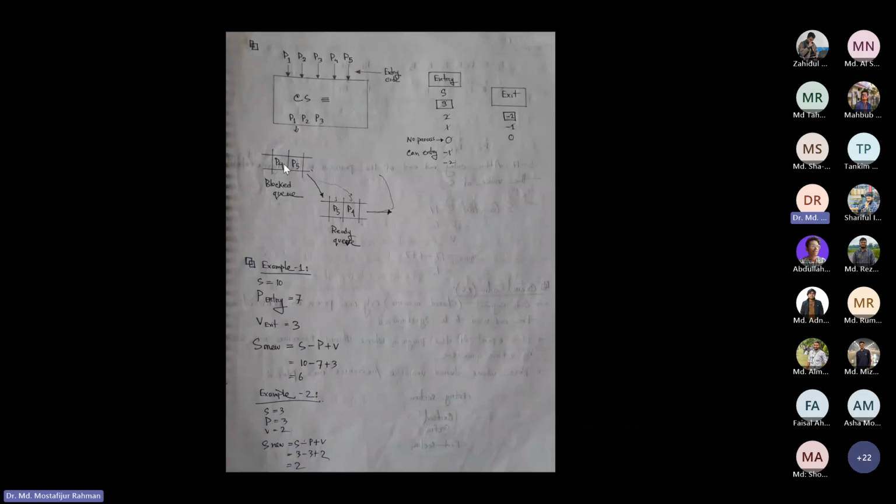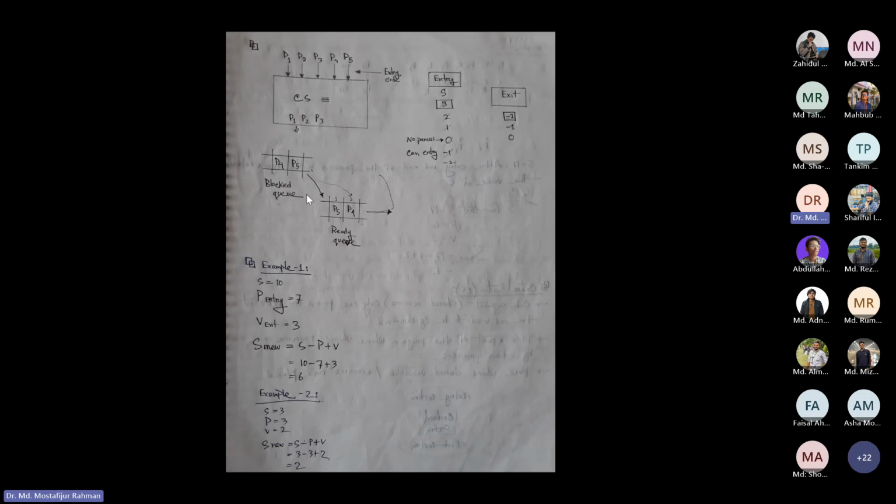Now P5 wants to enter the critical section. Now we have minus 1, so minus 1 minus 1 becomes minus 2. This minus 2 is less than 0, so put the process into the blocked queue. You can see P5 also moves to the blocked queue.